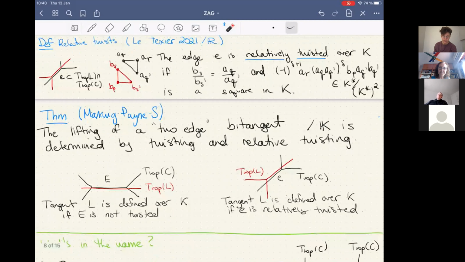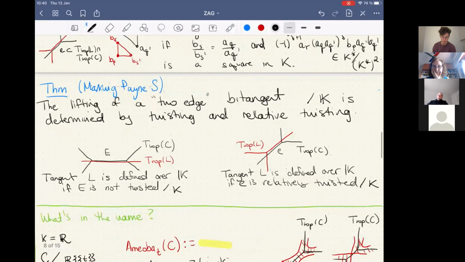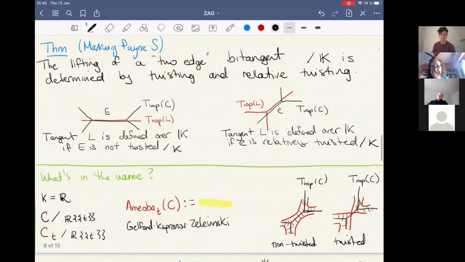So a single tangent will be defined over the little field K. Sorry, there should be a bold here. It will be defined over K if E is not twisted over little k. And similarly in the relatively twisted case. So it's strange to think of, well, why does this word twisting come up? And it happens to do with the topological situation if we look at the field R.